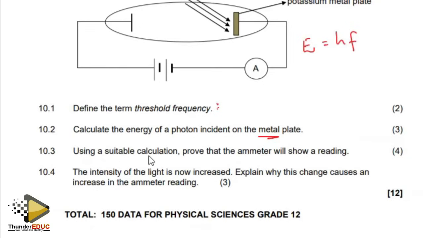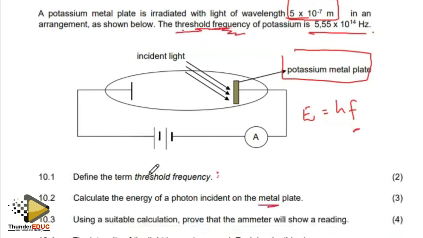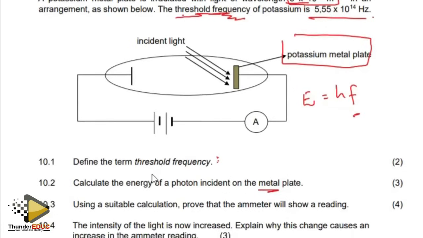But do we have the frequency? No. Remember, we're not talking about the light as yet, because this is a potassium metal plate. So a potassium metal plate is irradiated with the light of this much wavelength. This is just the threshold. It's not the frequency that we just connect. So I think we can use the wavelength formula. So we're gonna modify this.